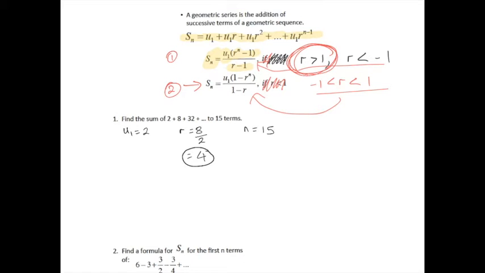I'm just going to write it down first just to make sure. Sn is u1 times r to the n minus 1 over r minus 1. So let's go from there. So n is 15, so that becomes S15 equals, what's u1 again? 2. Brackets, make sure you use your brackets. R to the n, how would I write that? 4 to the power of 15. Beautiful. Minus 1, over 4 minus 1.